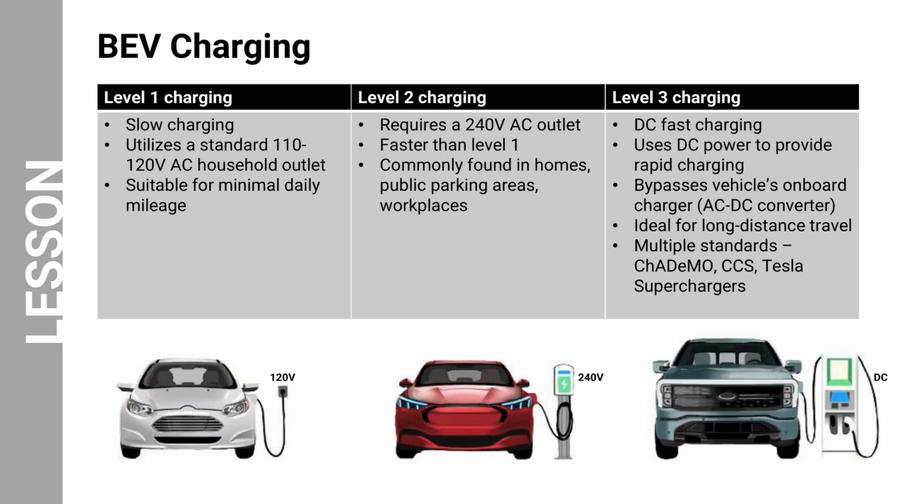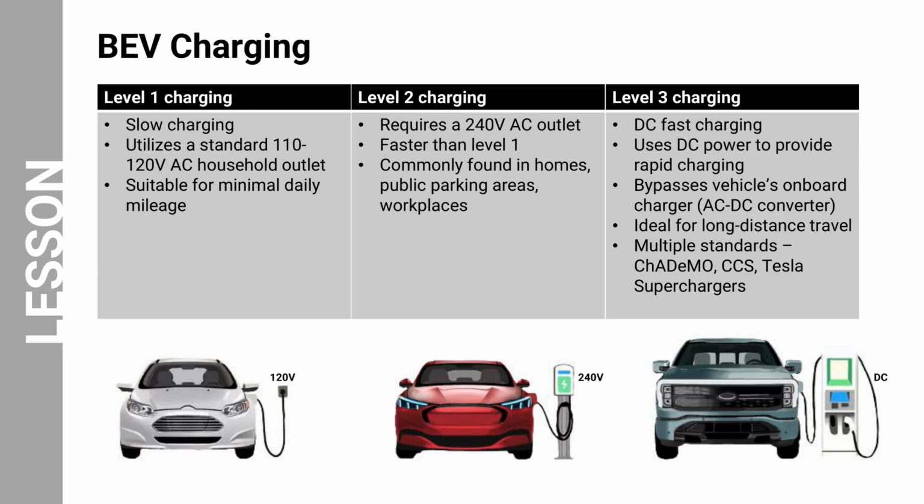Unlike Level 1 and Level 2 charging, Level 3 charging bypasses the vehicle's onboard charger, allowing for direct charging. This type of charging is particularly beneficial for long-distance travel, where drivers require quick recharge times to continue their journey. With multiple standards such as CHAdeMO, CCS, and Tesla superchargers, Level 3 charging stations are increasingly widespread, making it easier for owners to access rapid charging facilities. For example, a driver embarking on a road trip can make use of Level 3 charging stations strategically located along their route, allowing them to quickly recharge their BEV and minimize downtime during their travels.